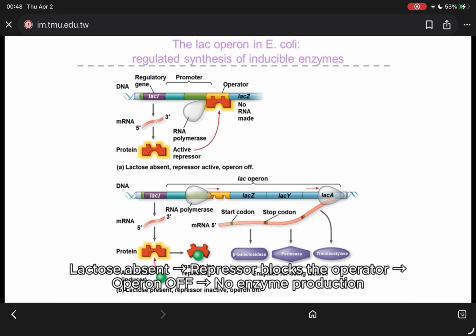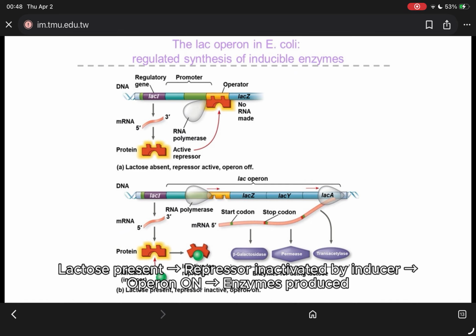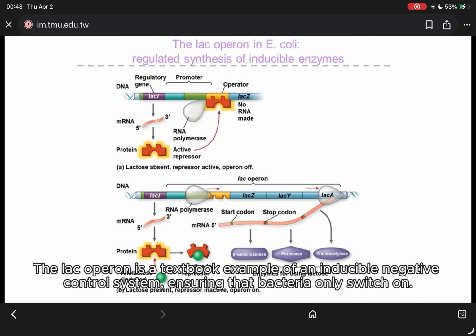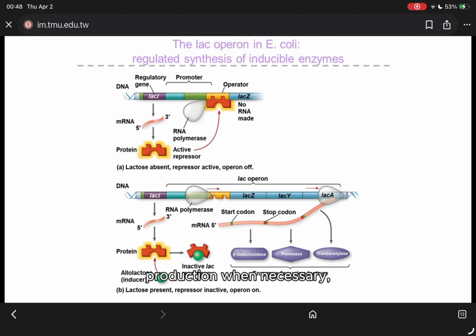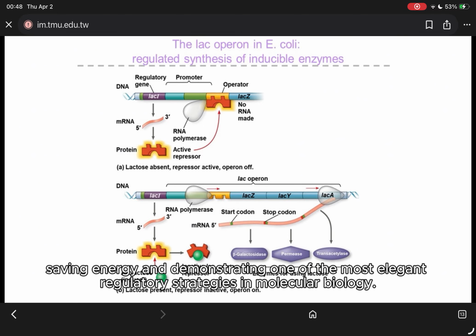Summary: when lactose is absent, the repressor blocks the operator, the operon is off, and there is no enzyme production. When lactose is present, the repressor is inactivated by the inducer, the operon is on, and enzymes are produced. The lac operon is a textbook example of an inducible negative control system, ensuring that bacteria only switch on production when necessary, saving energy and demonstrating one of the most elegant regulatory strategies in molecular biology.